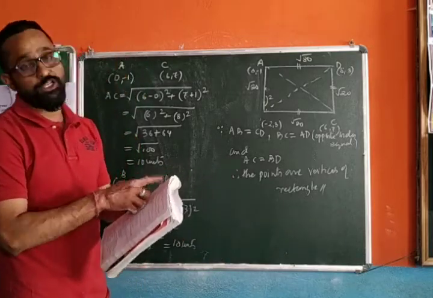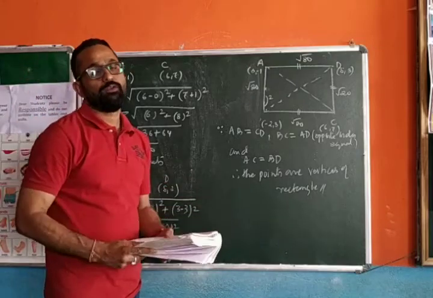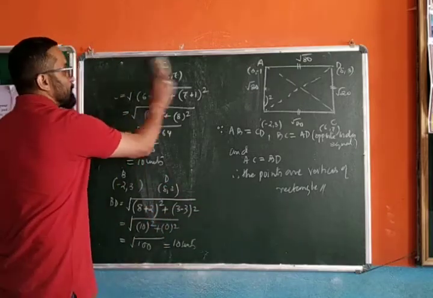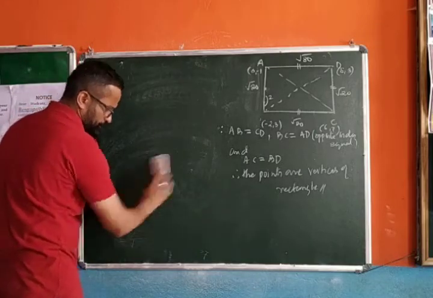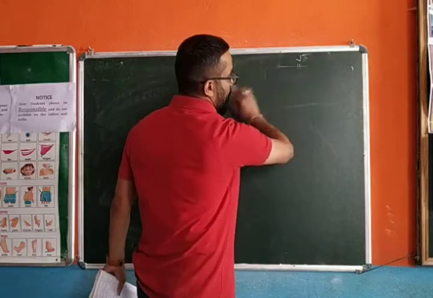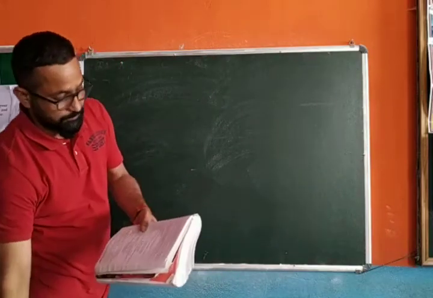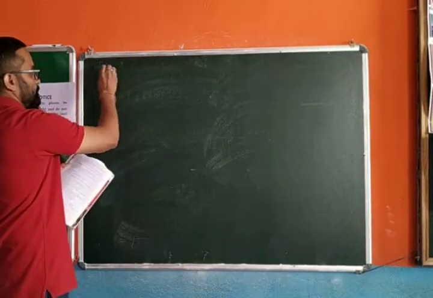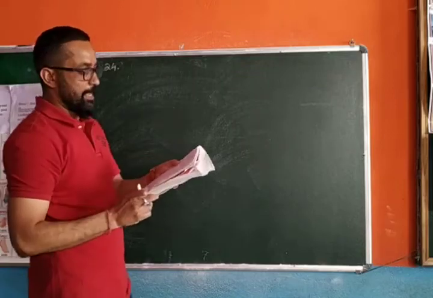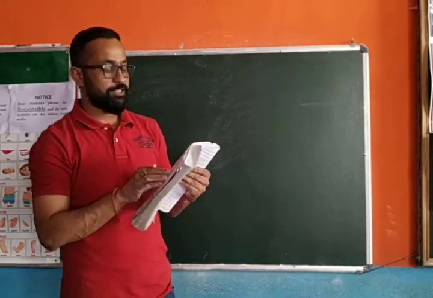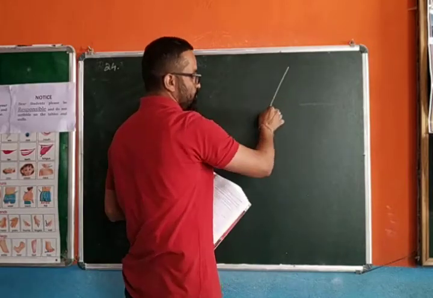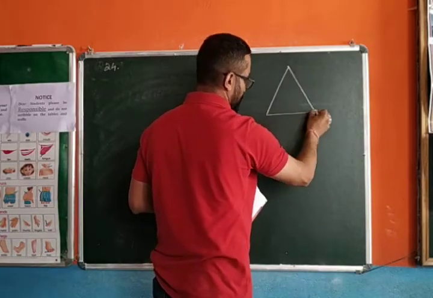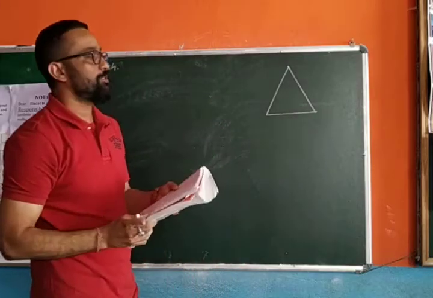21. Question number 22 is similar, to prove the given points form the vertices of a square. The last question from the distance formula, question number 24. The question says find the coordinates of the circumcenter of the triangle whose vertices are given. So you draw a triangle. Circumcenter of the triangle.